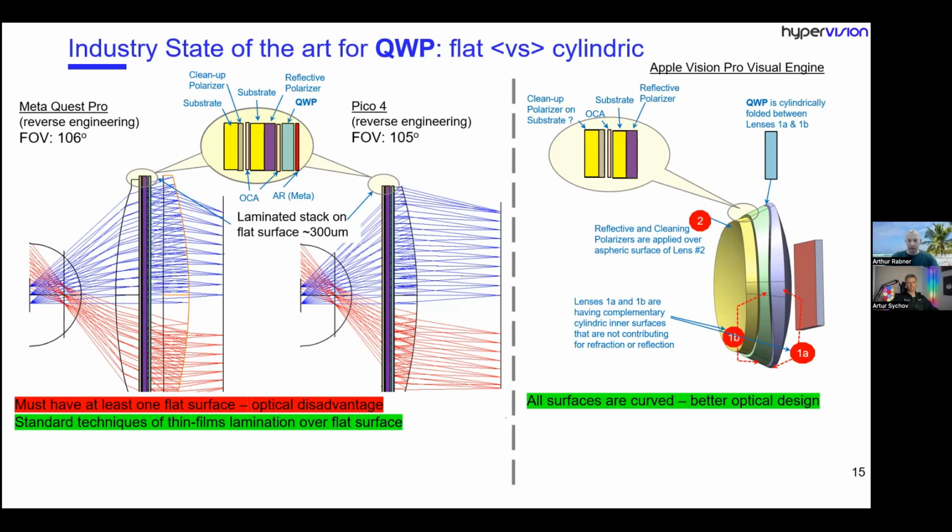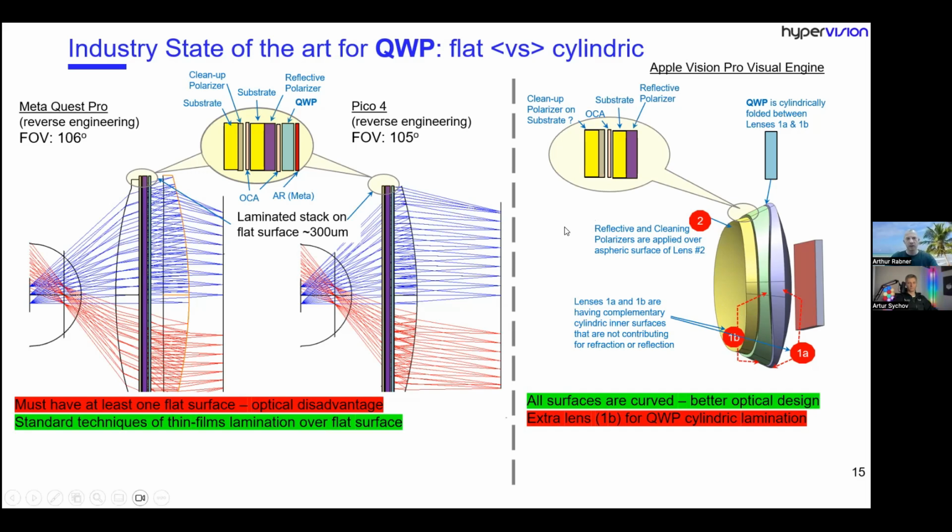As a result, you can allow much better optical design because all surfaces are curved. But again, in this implementation you need 1 extra lens. And this 1 extra lens adds complexity, of course, and costs.